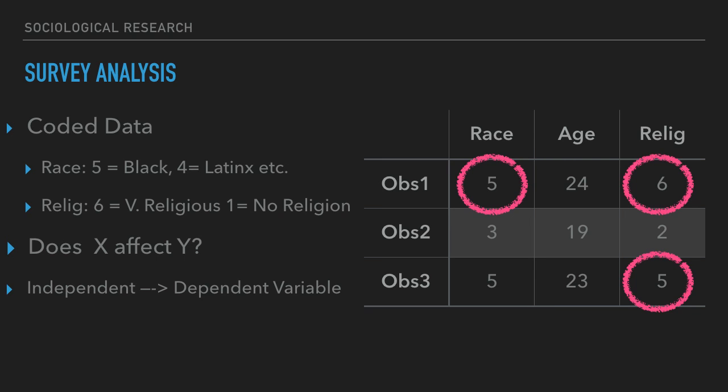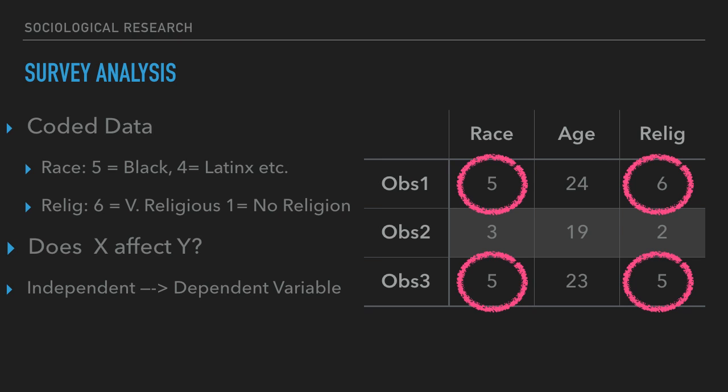Again, the thing that causes the change in the other is called the independent variable. And the thing that is changed is called the dependent variable. Note the word variable here. We are interested in change. If a person's race changes, is that likely to cause a change in their religiousness too?